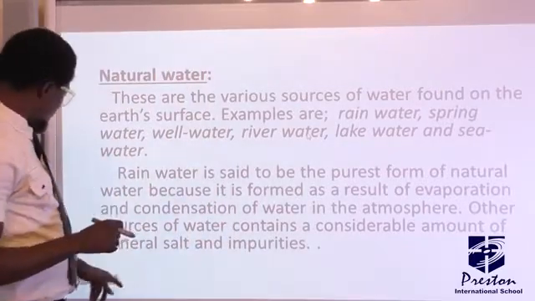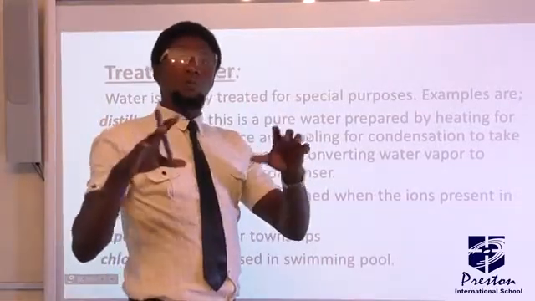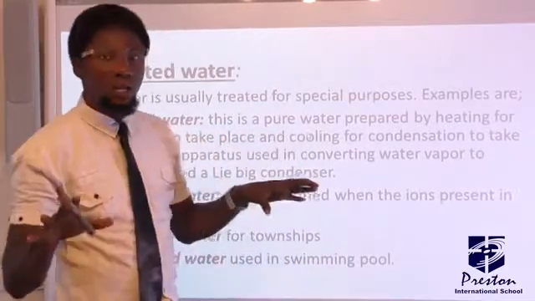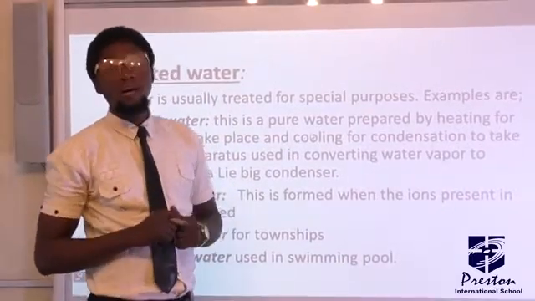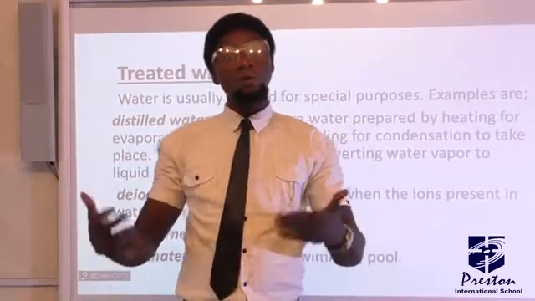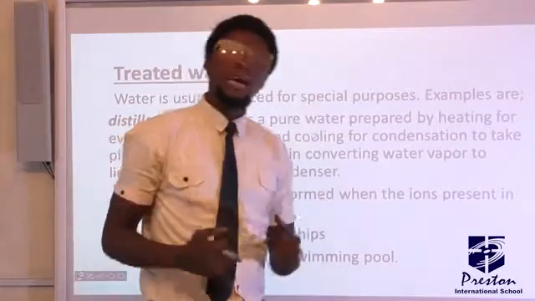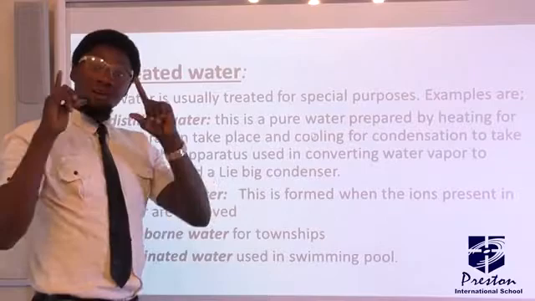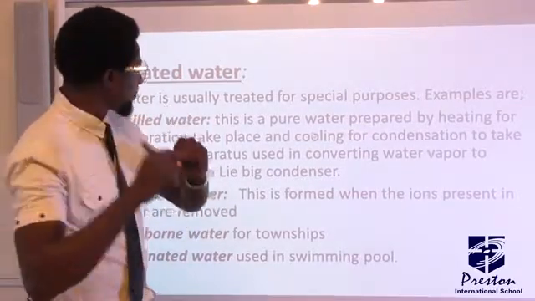Now let's quickly look at the treated water. You don't treat water without a purpose. There's always a specific reason why we treat our water. What are examples of this treated water? We have distilled water. Distilled water is the common water we use in the laboratory to carry out our analysis because it is free from impurities. This distilled water is gotten from evaporation and condensation. And that is why rainwater is also referred to as natural distilled water.